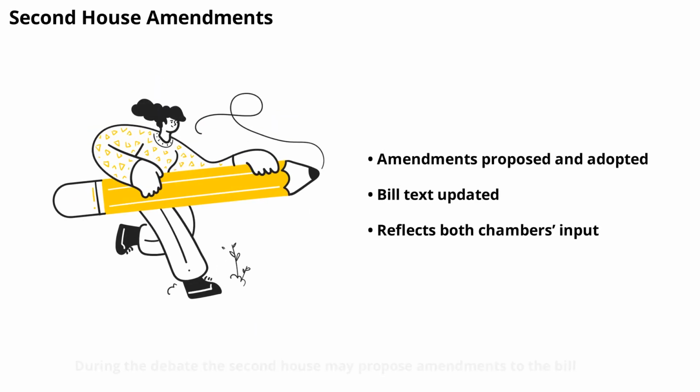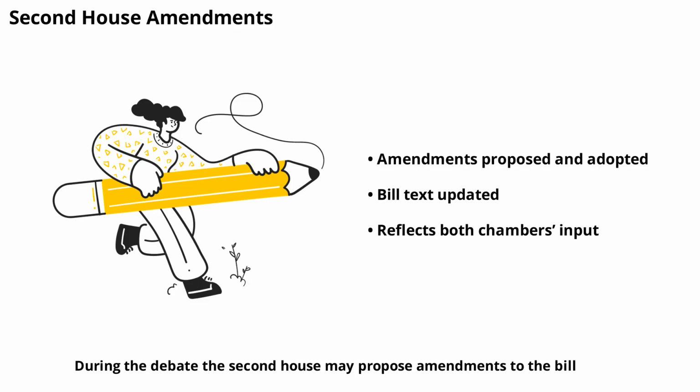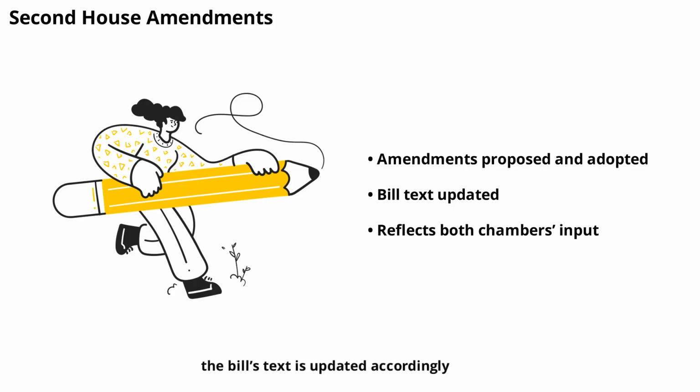During the debate, the second house may propose amendments to the bill. These changes can be minor or significant, depending on the concerns raised. If amendments are adopted, the bill's text is updated accordingly. This process ensures that the final version reflects the input of both legislative chambers.